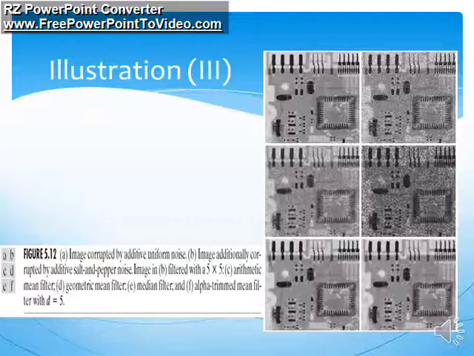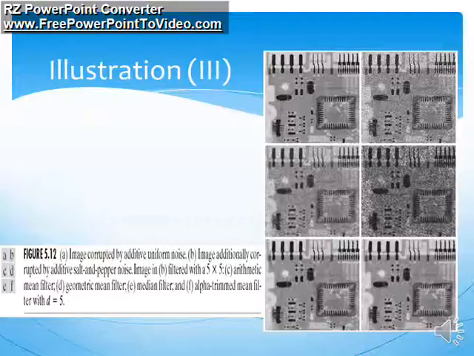So this is another illustration, example 3, where we can see six sets of images, and some of the images have very good quality and some have bad quality. That means some noise is there, and using some filtering technique we can get rid of that noise. So the first image is corrupted by additive uniform noise, and the second image, B, is additionally corrupted by additive salt and pepper noise.